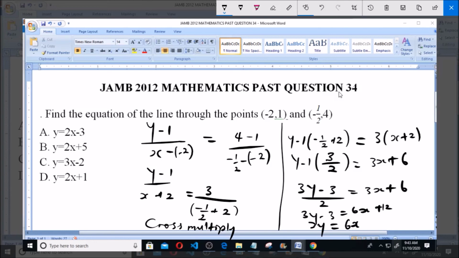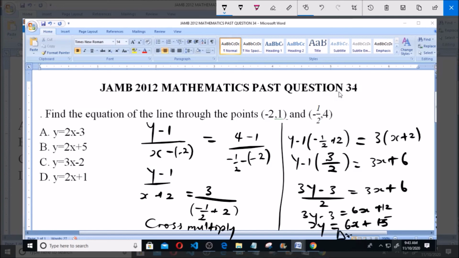So therefore 3y will be equal to 6x plus 15, because taking this 3 to the other side will add to this 12, making it 15. Now we have 3y is equal to 6x plus 15.